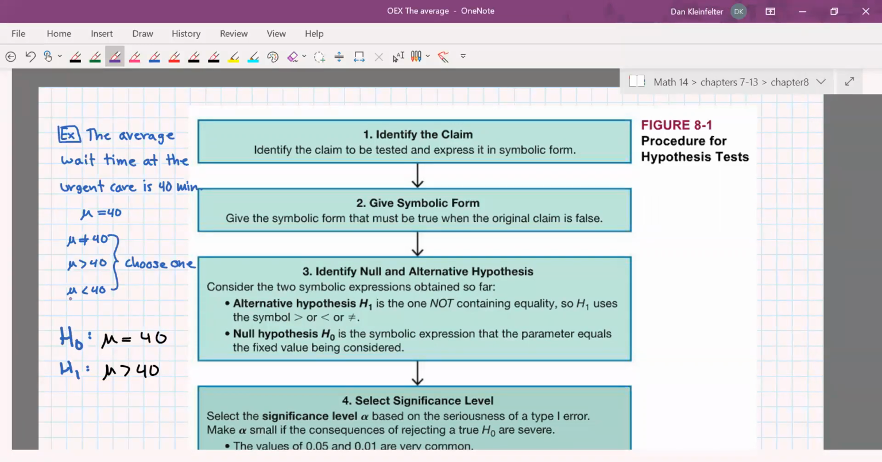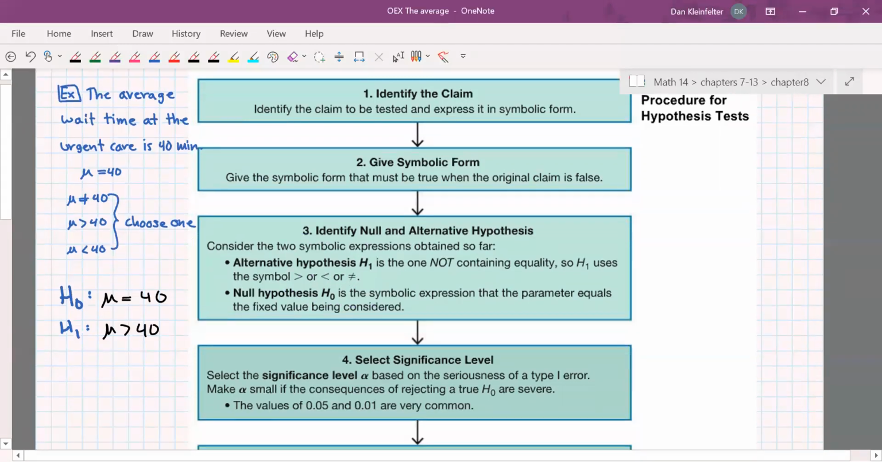So step 3, identify the null and alternative hypothesis. Consider the 2 symbolic expressions so far. The alternative hypothesis H1 is the one not containing equality. So H1 uses the symbol greater than, less than, or not equal to. The null hypothesis is the one where the parameter equals the fixed value being considered. So that's what you see here to the left, the results of step 3.